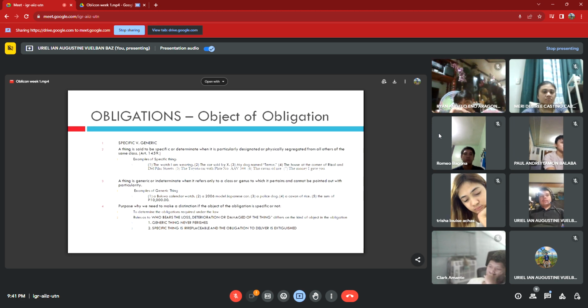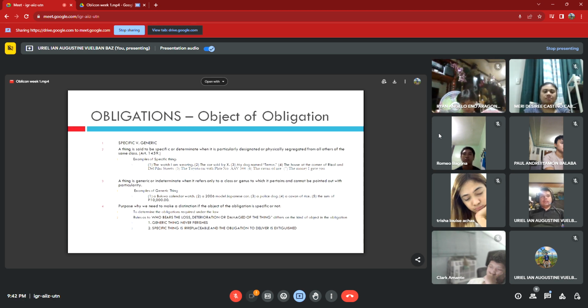Now, as I said, the purpose why we need to make a distinction if the object of the obligation is specific or not is in order to determine the duties of the obligor debtor in the obligation. Because the obligation of the debtor obligor differs if the object is specific or generic. It is also important to distinguish the object of the obligation as to the application of the rule, as to who bears the loss, deterioration, or damage of the thing.